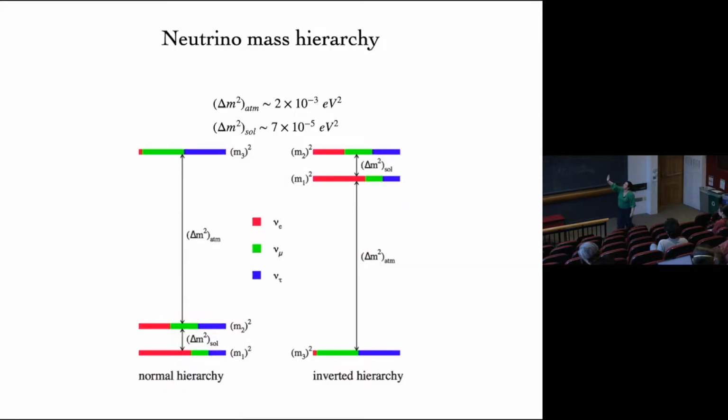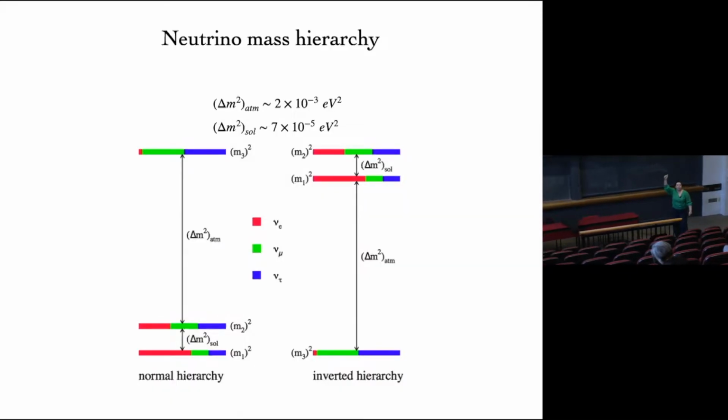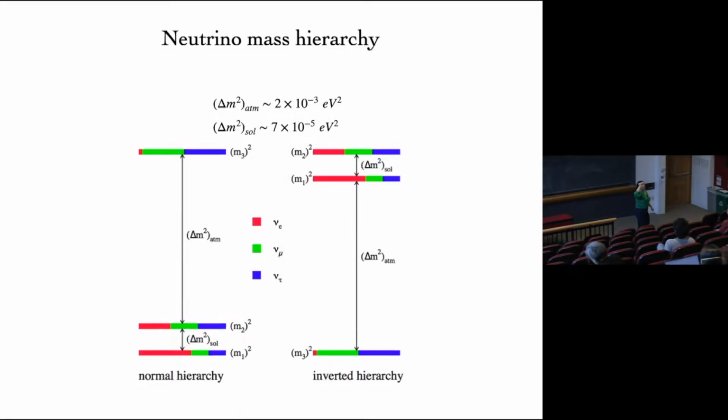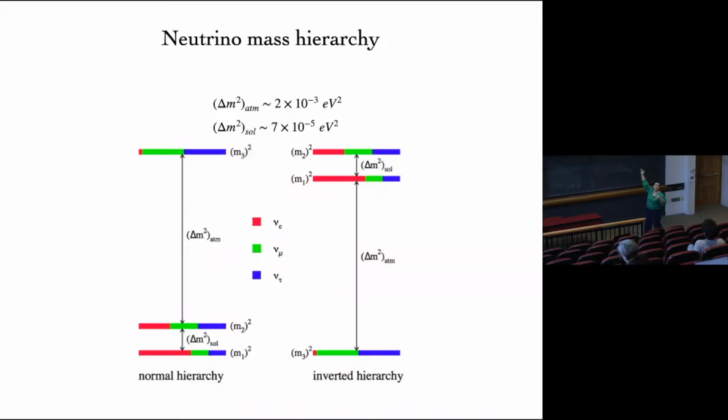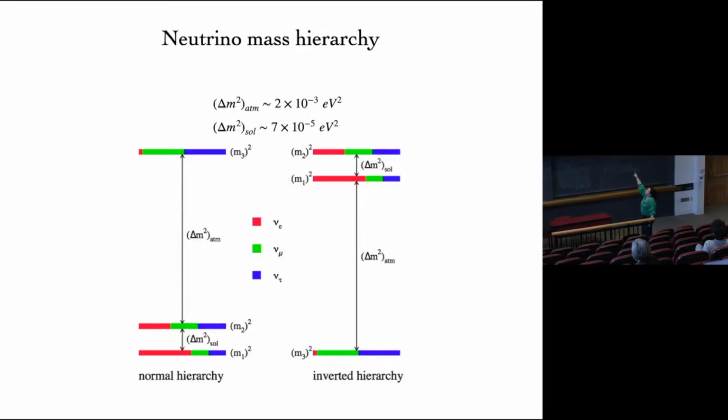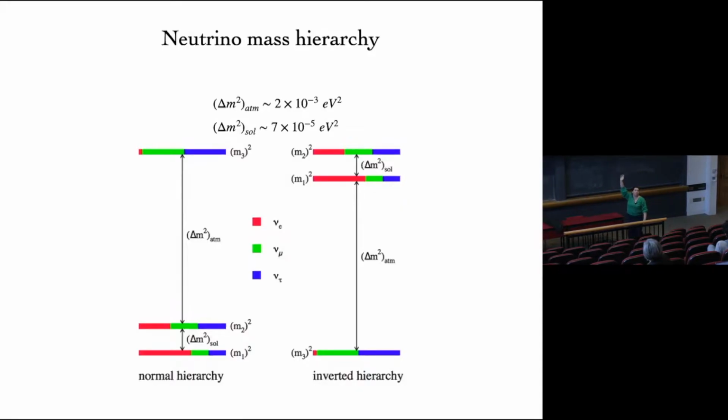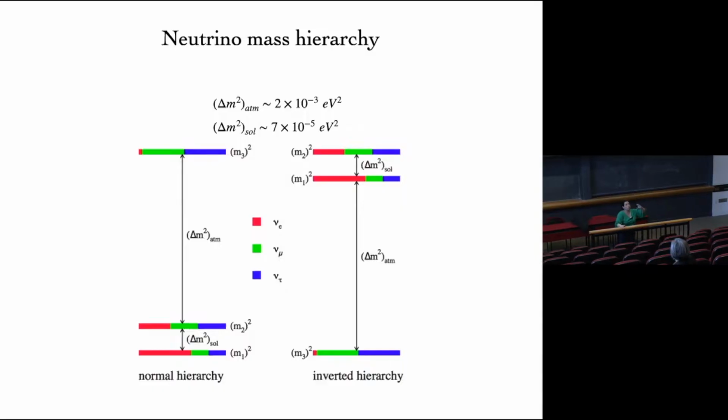On the left, you see what people call the normal hierarchy. On the right, you see what people call the inverted hierarchy, where basically the electron neutrino, unlike in the standard model, where the electron is the lightest lepton and the tau is the heaviest, is heavy. So this is where the mostly electron neutrino is heavy. This is what they call the inverted hierarchy. So we don't really know the absolute scale.